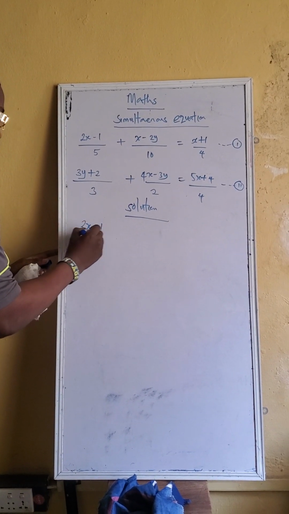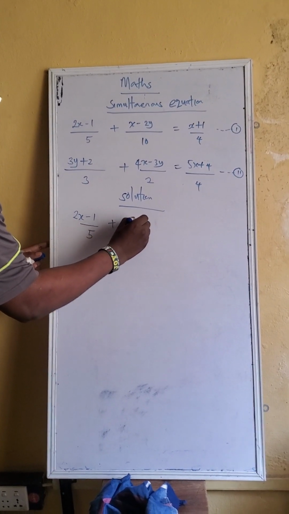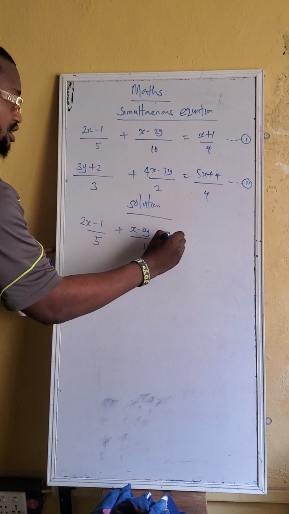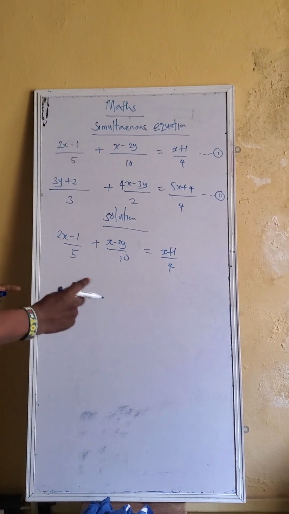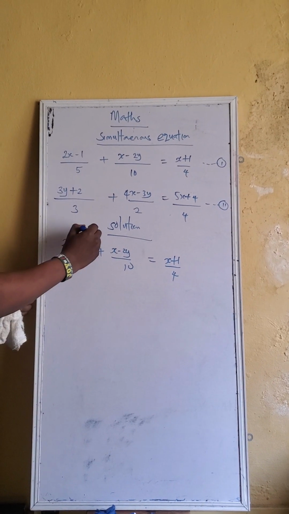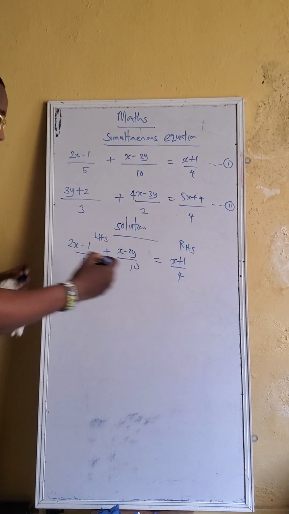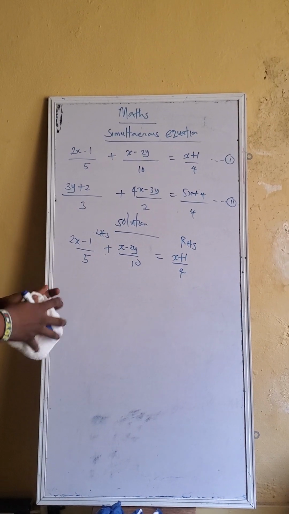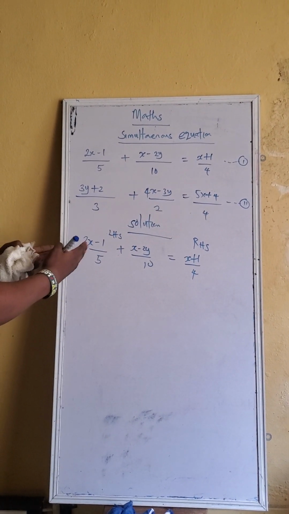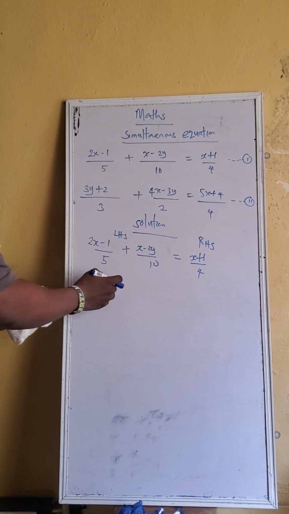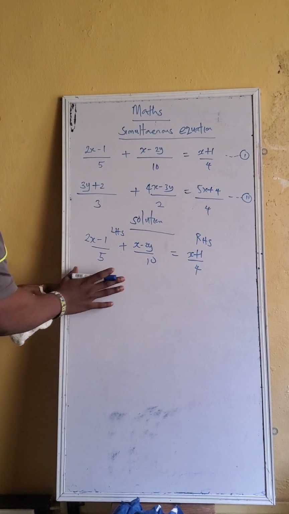2x minus 1 over 5 plus x minus 2y over 10 equals x plus 1 over 4. We simplify it. First we deal with this, the left hand side, LHS. This is the right hand side. It depends on how you are seeing it from your view, but for my own side, this is the left hand side and this is the right hand side. Now, we solve the left hand side and we solve the right hand side. Now the right hand side is fine. Let's deal with the left hand side.